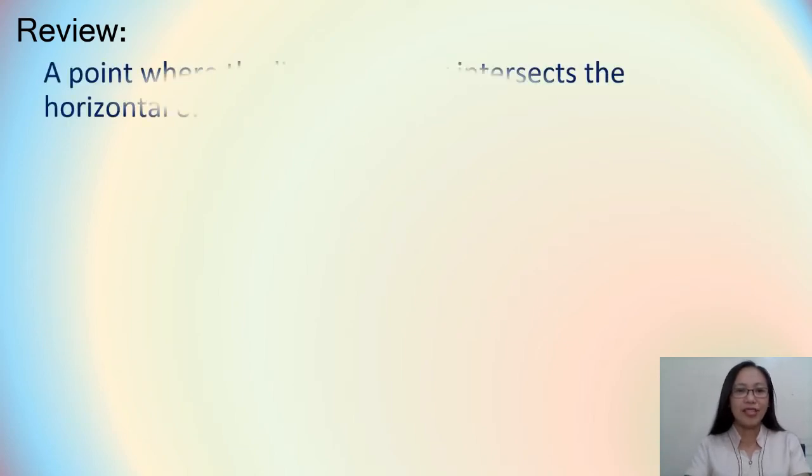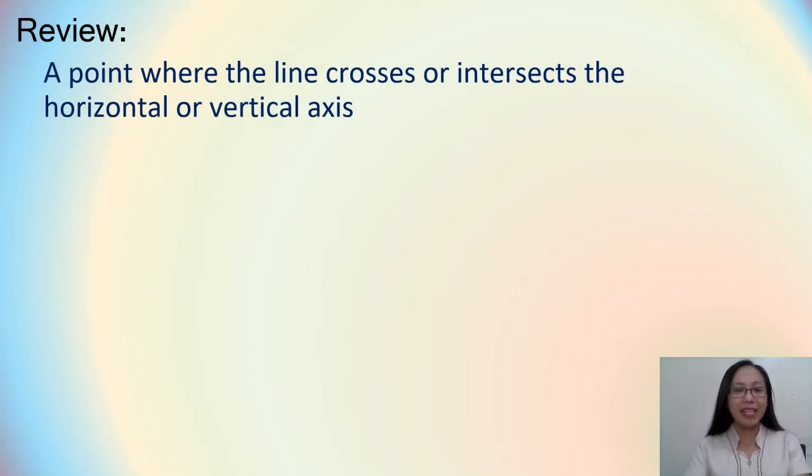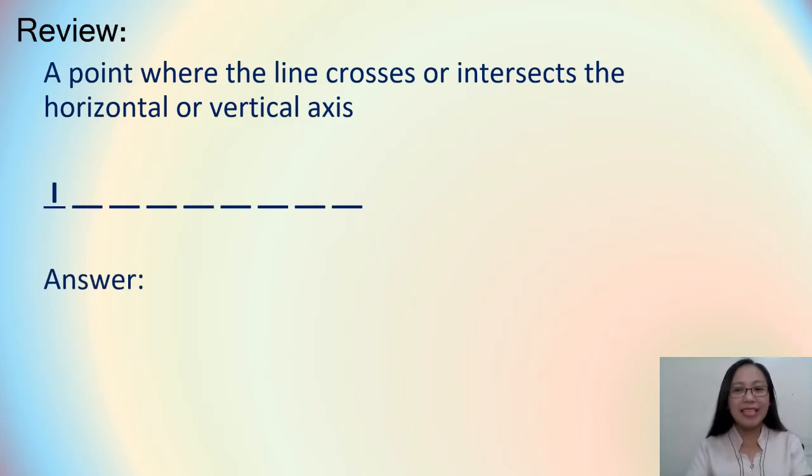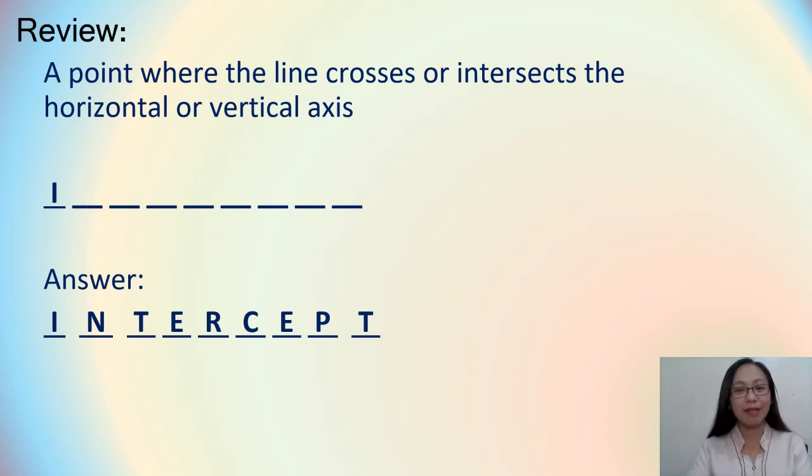Let's look at the second word. It is a point where the line crosses or intersects the horizontal or vertical axis. It begins with letter I and it has 9 letters. I guess you have the answer in your thoughts now. The answer is intercept.